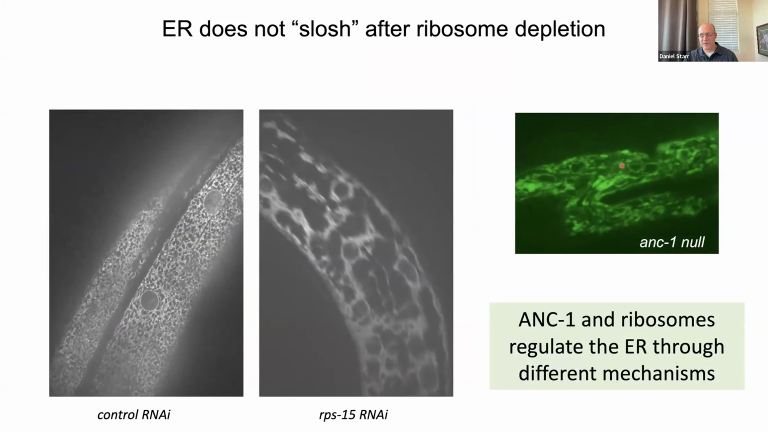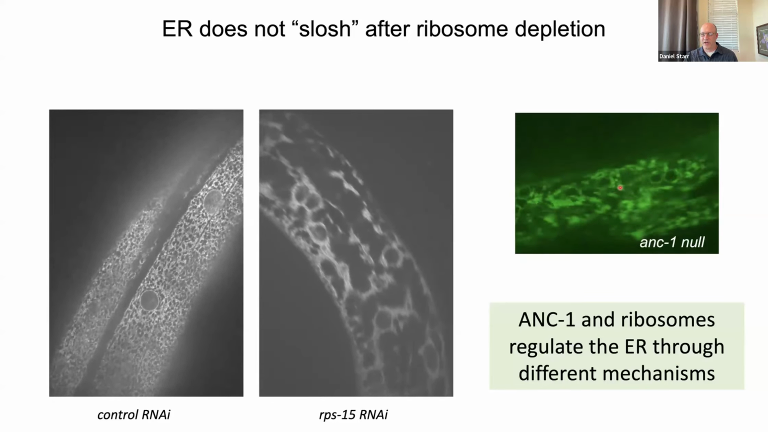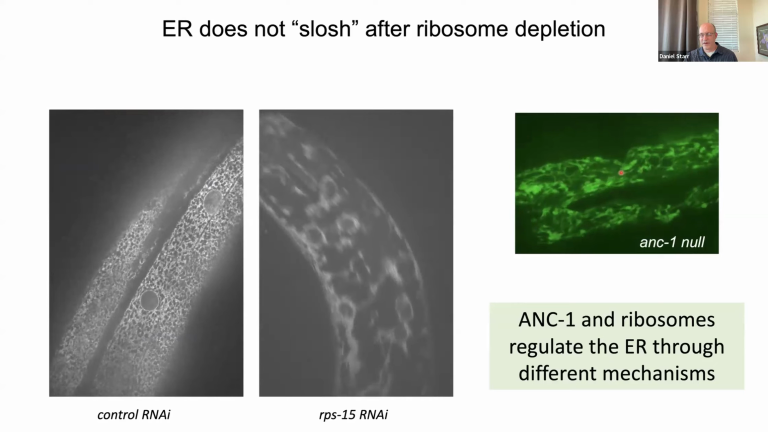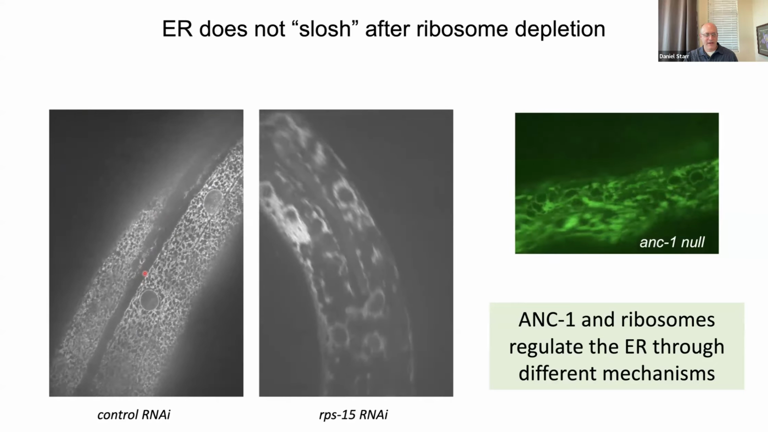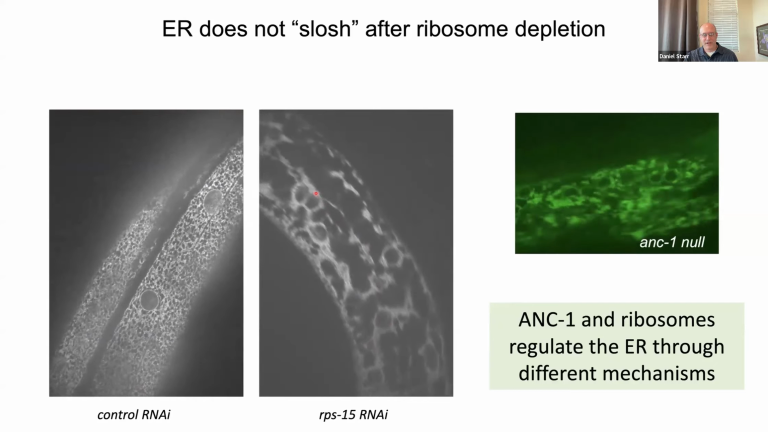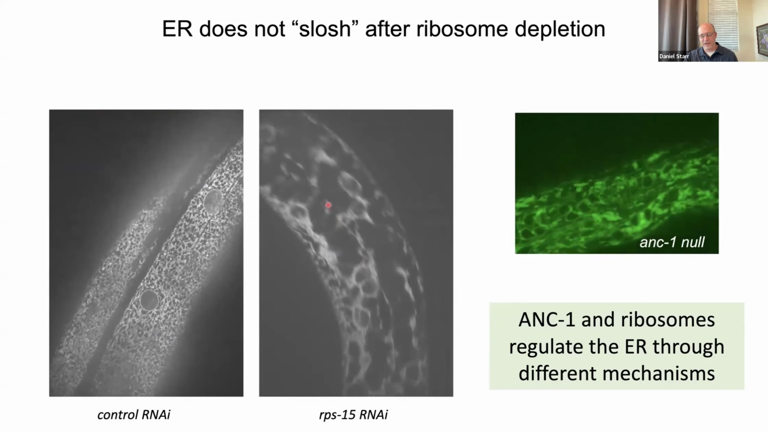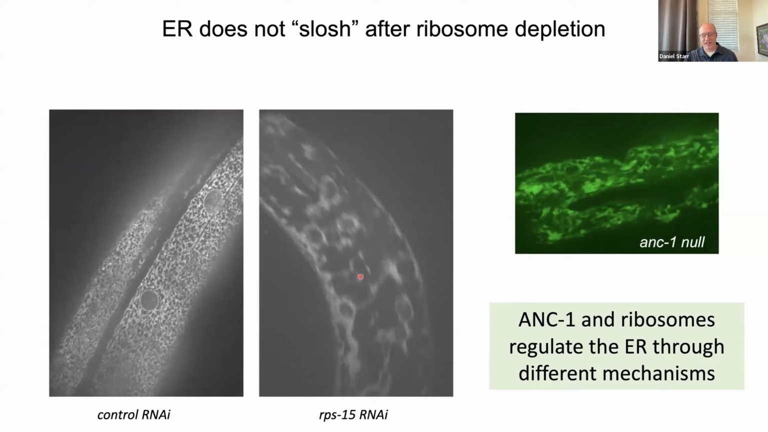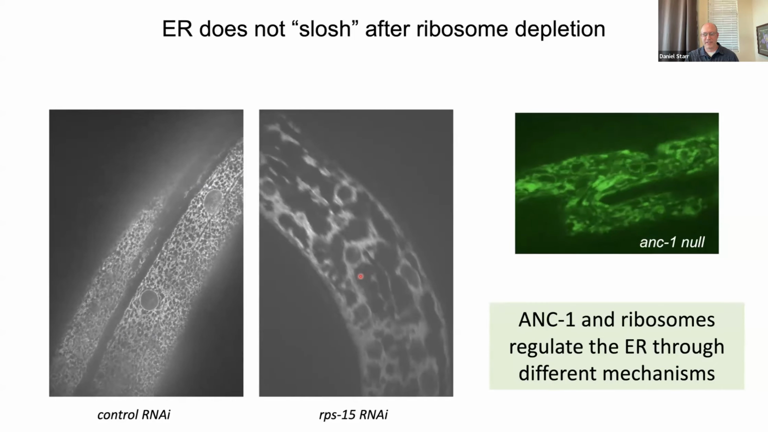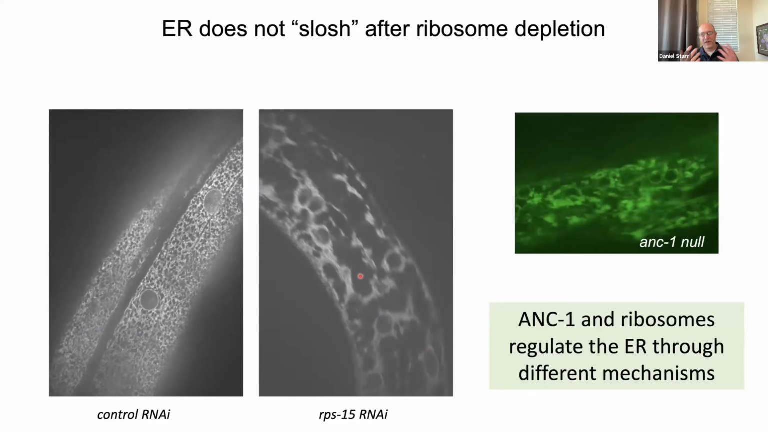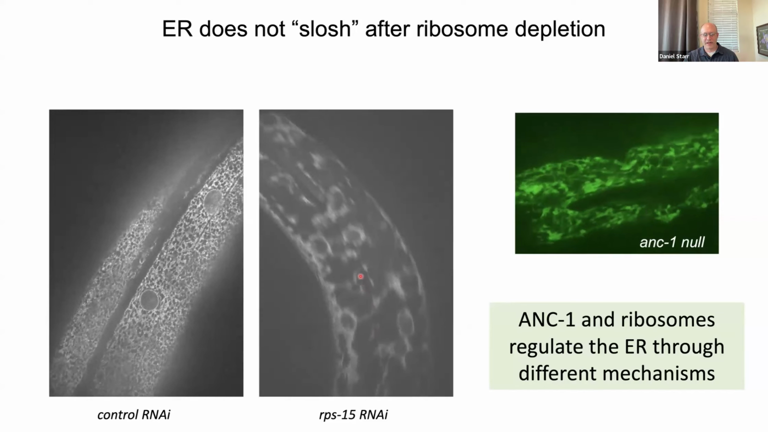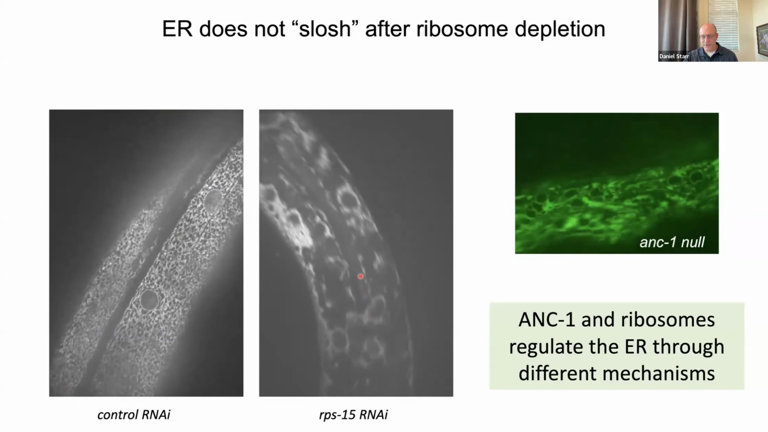So we think this is two different phenotypes, and the best way to describe this is that I showed you before that in an ANK1 null, the ER and all the organelles are sloshing around, they're unanchored and they're fragmented. In a RPS knockdown, ribosome knockdown, the ER definitely has morphological defects, but it's not sloshing. It's still remaining connected to each other and it's moving as a unit. So while they both have ER morphology defects, again, we think it's through different pathways or different mechanisms.